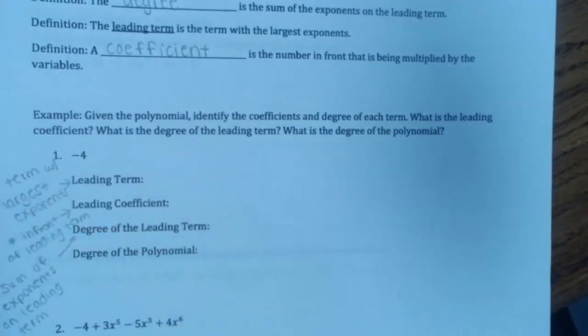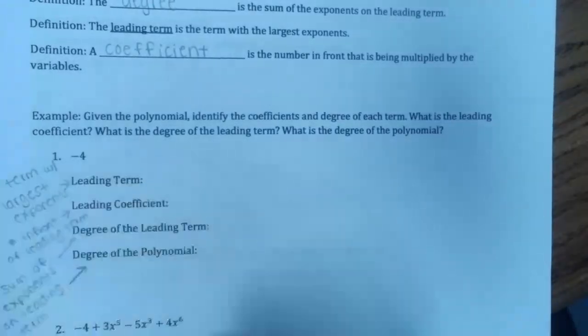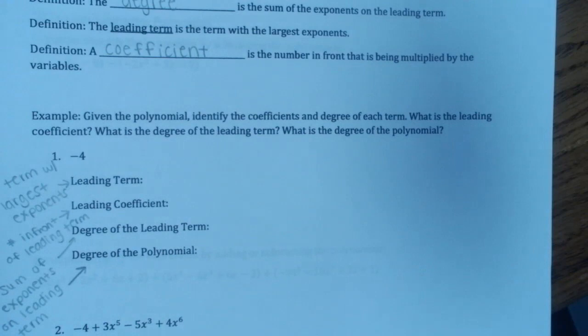And then the degree of the polynomial would be the degree of the leading term. So the degree of the polynomial is the same. All right, so let's do this example.